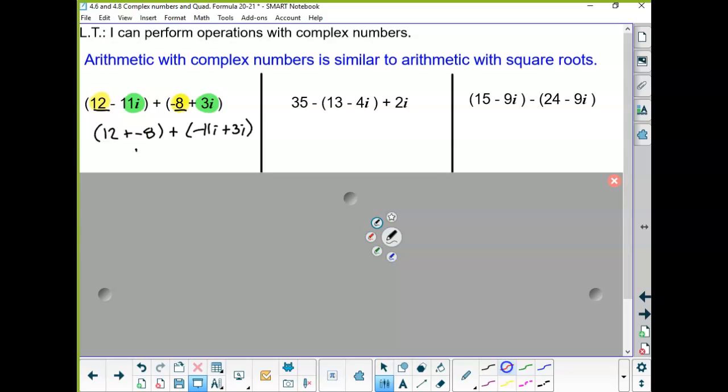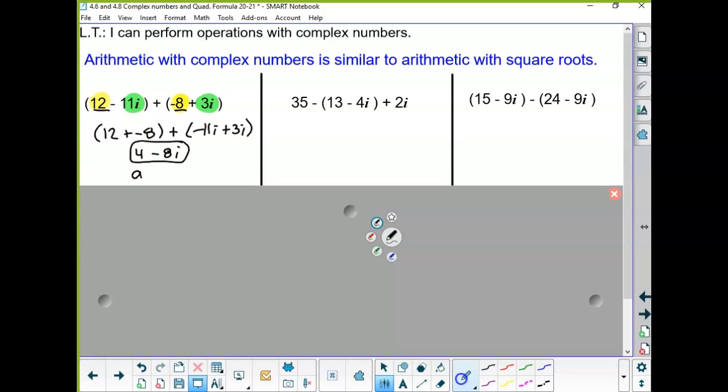Because what is 12 plus negative 8? That's 4. Negative 11 plus 3, actually, I don't need that plus there, because negative 11i plus 3i is going to be negative 8i, or minus 8i. And then here's my form, a minus bi. So that's how we add the complex numbers. It's similar to the way you add arithmetic with square roots. You can only combine like terms. So real plus real, imaginary plus imaginary.